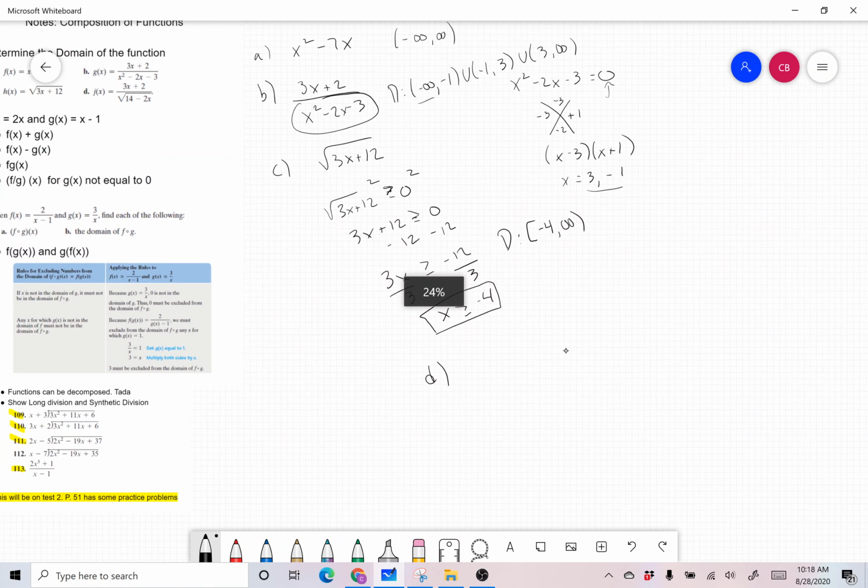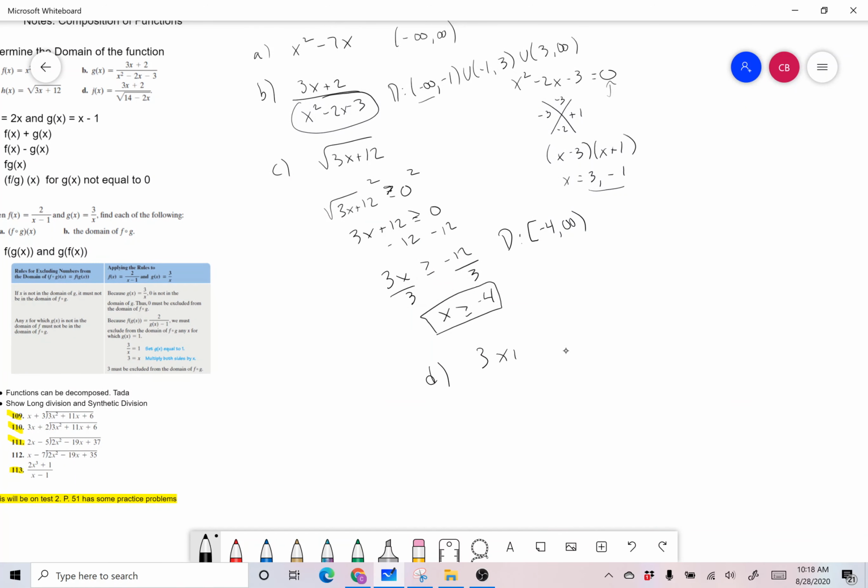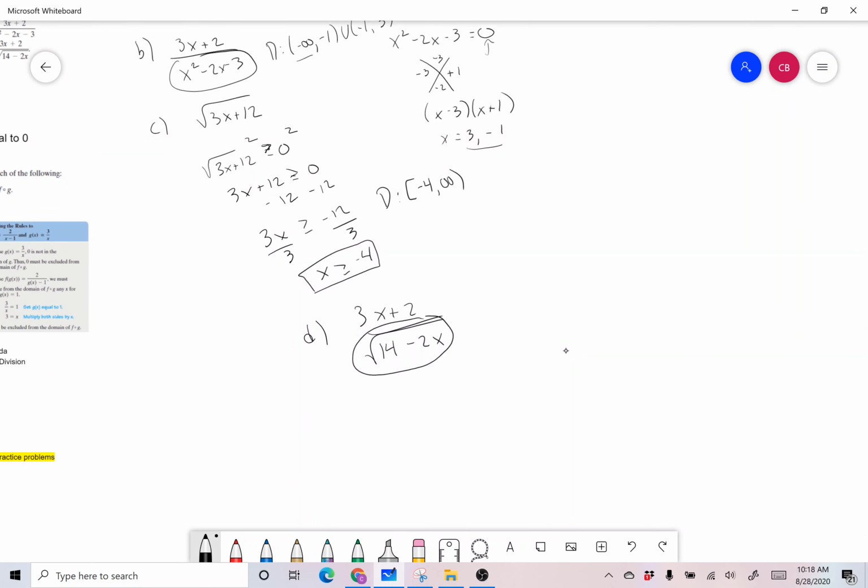D is 3x plus 2 over the square root of 14 minus 2x. So remember, the only part that's important really is this bottom part, and there's two things we have to worry about. We have to remember that the denominator can't be 0, and it also cannot be negative, because that would make the bottom negative. Okay, so let's do what we did before.